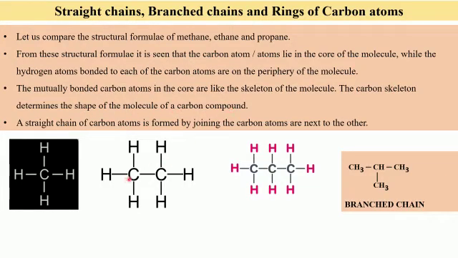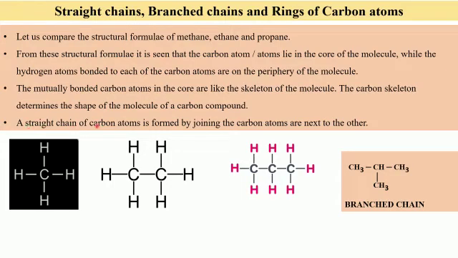Earlier also we have seen that whenever you are making any structure of a carbon compound, you have to first draw the carbon skeleton. So you have to draw first the mutually bonded carbon atoms that are in the core, and then you will distribute the hydrogen atoms.